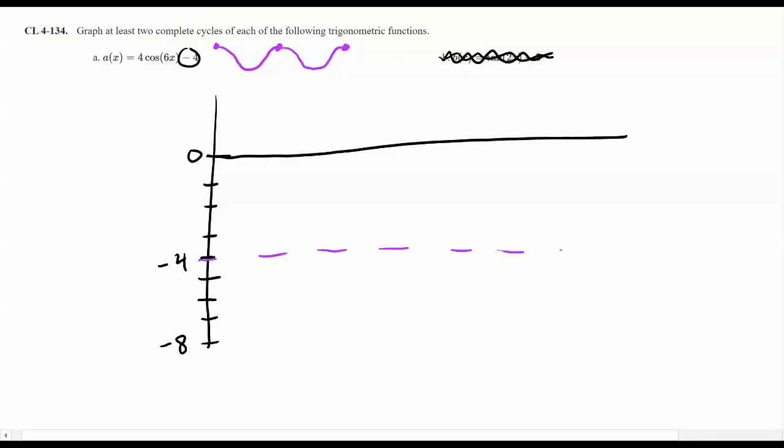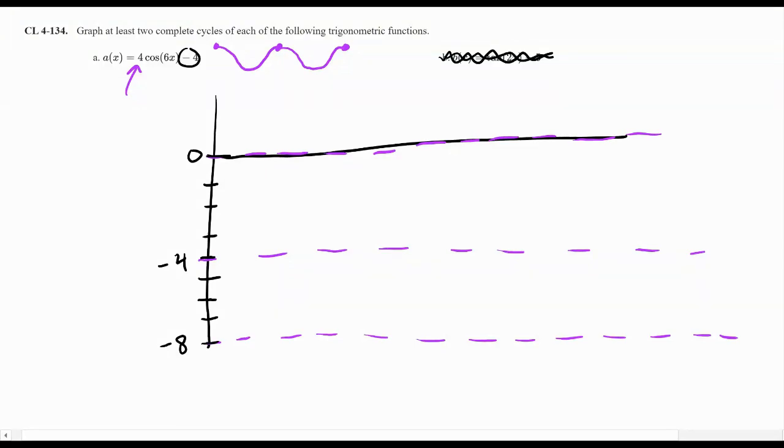And then my amplitude is this number in front of the cosine, which is 4, meaning I'm going to go up 1, 2, 3, 4 to 0. That's the maximum of my graph. Then I'm going to go down 4, which is -8, which is the minimum of my graph.